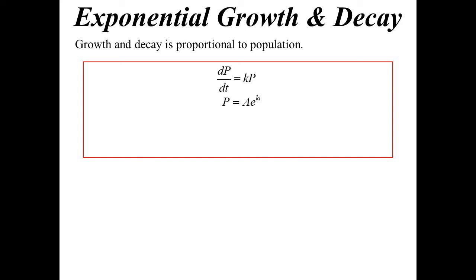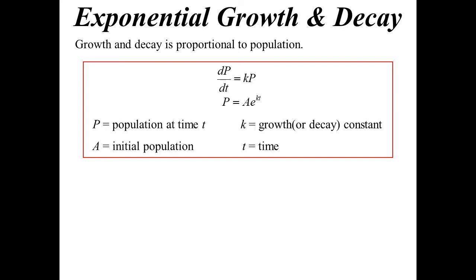P is equal to Ae^(kt). Now, what do all those variables mean? P is the population at any given time. A, I'm using to represent the initial population, so what it is at the start of the problem. And k would be our growth or decay constant, depending on whether the population is growing or dying. And t represents time.